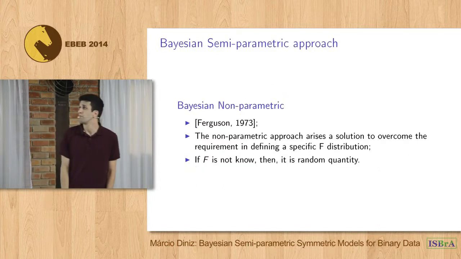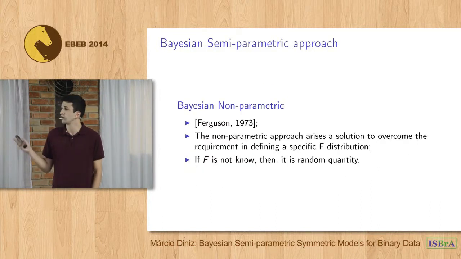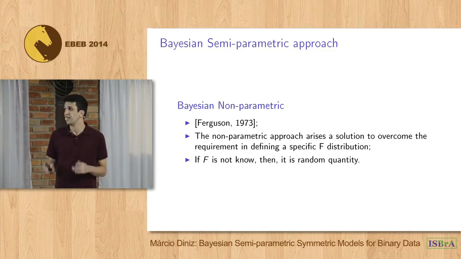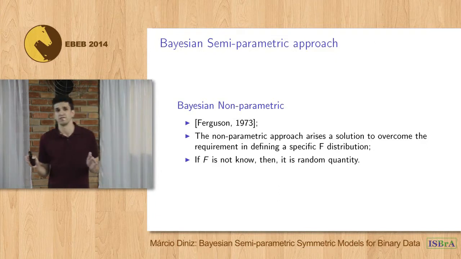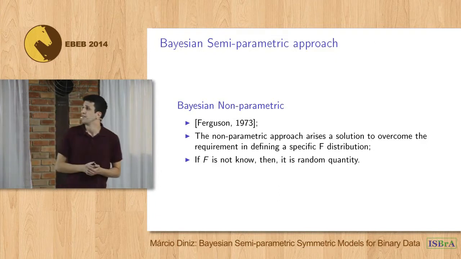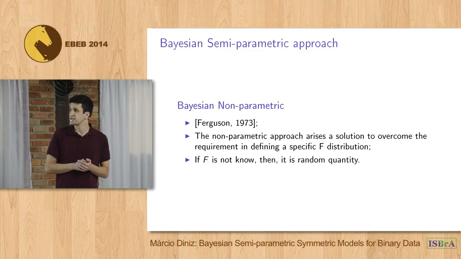The Bayesian non-parametric approach arises as a solution to overcome the necessity of defining a specific F distribution. The foundations were presented in Ferguson, 1973. The idea is, if F is not known, then it's a random quantity. Ferguson proposed the Dirichlet process as prior distribution for F.